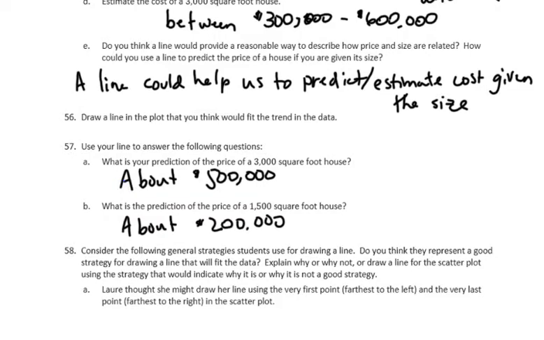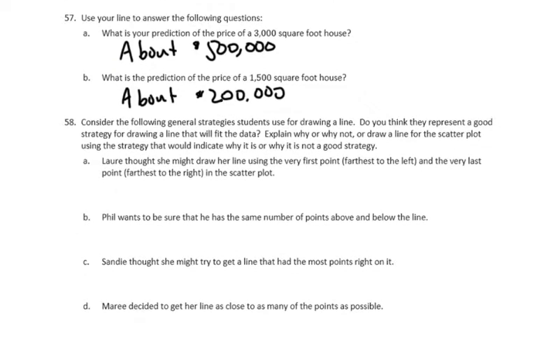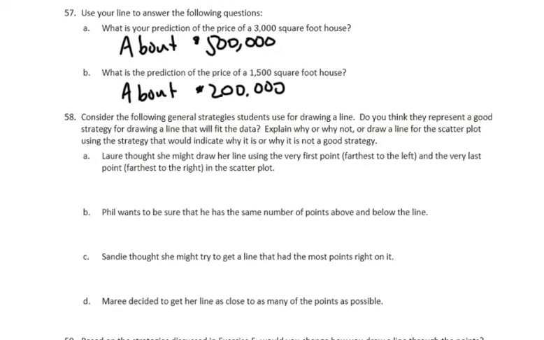Consider the following. So this is where we're going to talk about what's the best way to draw a trend line. Consider the following general strategies students use for drawing a line. Do you think they represent a good strategy for drawing a line that will fit the data? Explain why or why not, or draw a line for the scatter plot using this strategy that would indicate why it is or why it is not a good strategy.